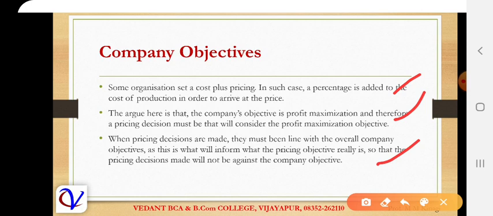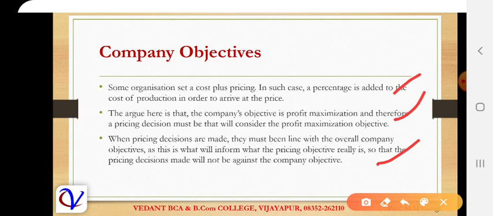For example, take Jio, which was started by Reliance. Their main objective was to serve the people and to attract the people. That's the reason they initially gave it free of cost. Later they started charging, but that is different. Initially their objective was to capture the complete market. So ultimately, depending on the company's objectives, we can fix the price.